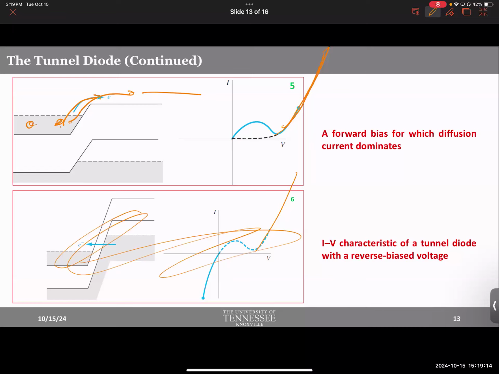Don't worry about this yet. Up to this point. So in a tunnel diode, if you look at the IV, initially the current increases with voltage, then it decreases with voltage, then it again increases with voltage. It's a very strange IV, right? Can anybody see what's unusual here?